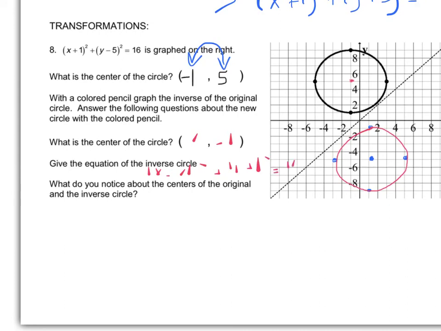What do you notice about the centers of the original and the inverse circle? They are switched. So what you just did is the 5 moved over here, and the 1 moved over there.